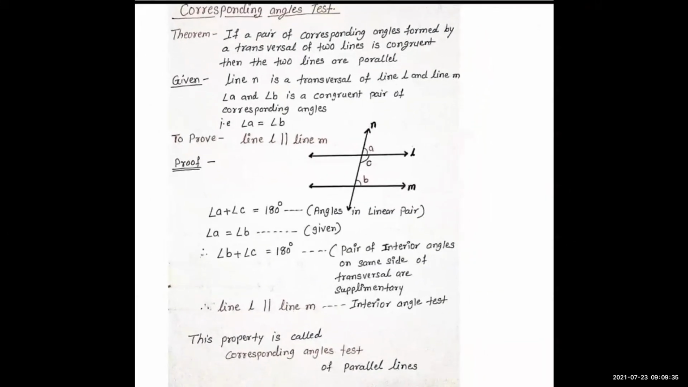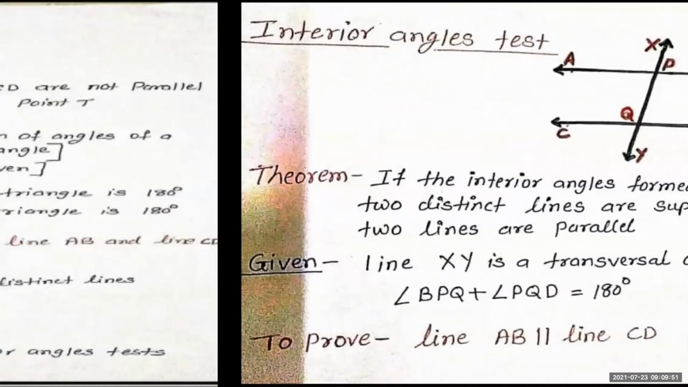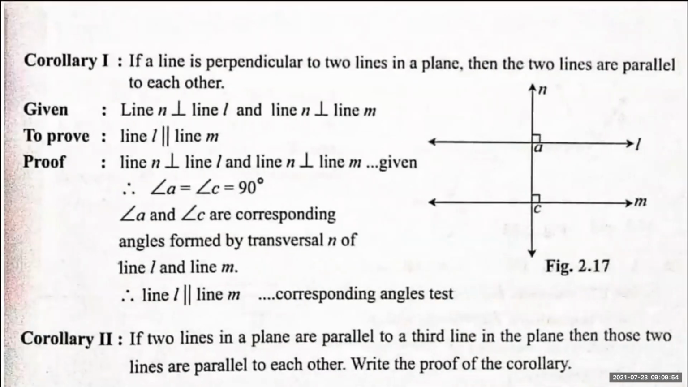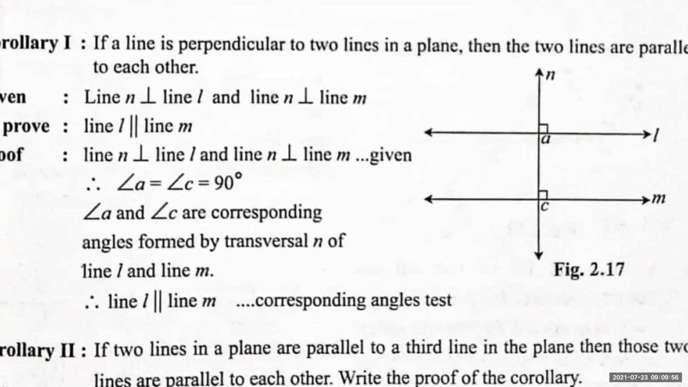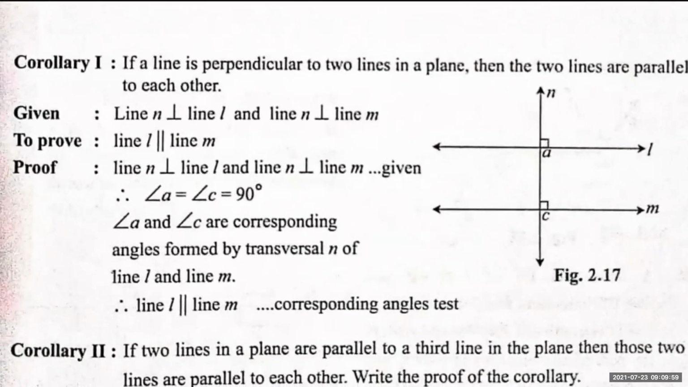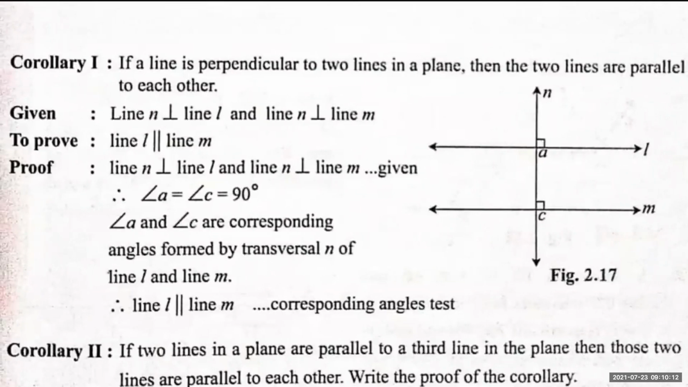Now, next, one more simple theorem we will learn here, that is given on page number 21 in your textbook. That is a corollary theorem. Here you can see the theorem, corollary 1. If a line is perpendicular to two lines in a plane, then the two lines are parallel.